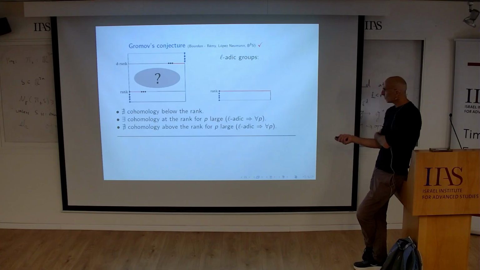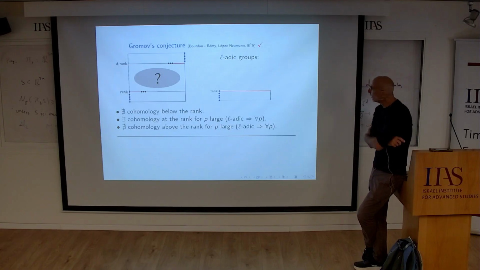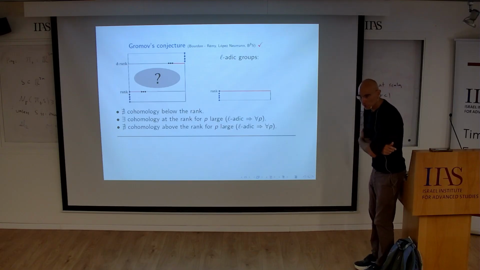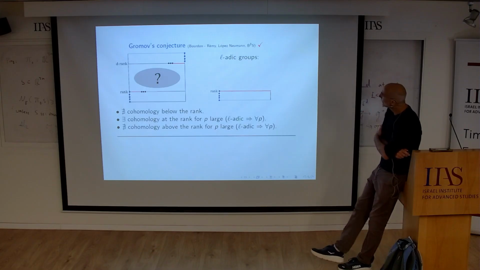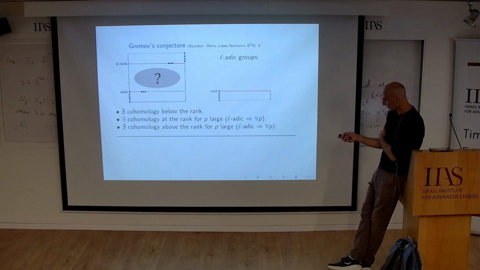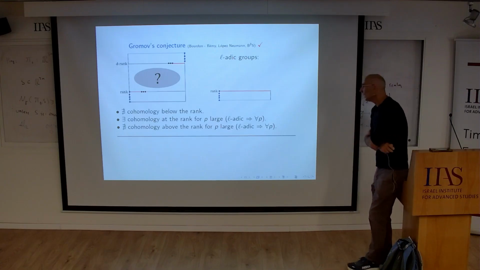Gromov predicts that there is no cohomology below the rank, and this follows from the vanishing of cohomology below the rank that we have for LP coefficients with Shaked, Saar, and Roman. He predicts that there is cohomology at the rank for all P large enough, and this was proven by Bourdon and Remy. In fact, for the p-adic case, you have it for all LP, and this was proved by Lopez-Neumann.